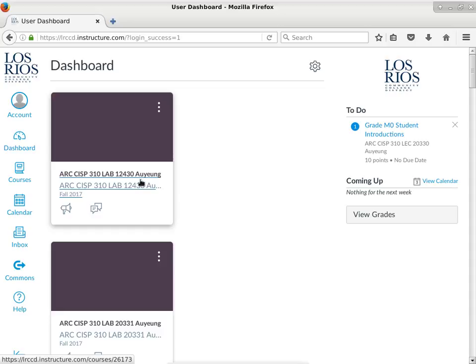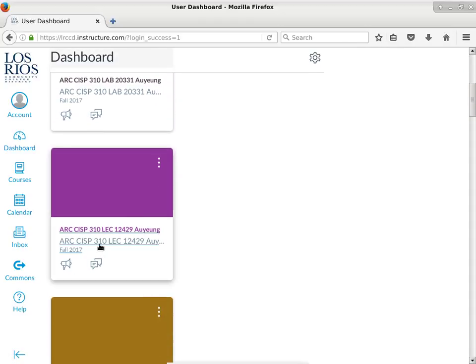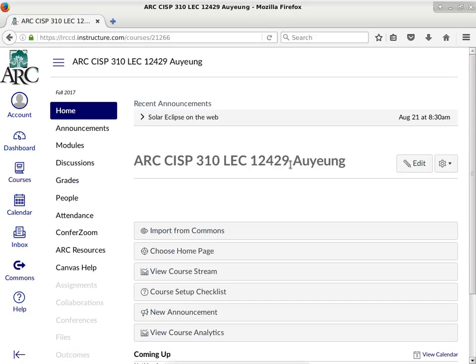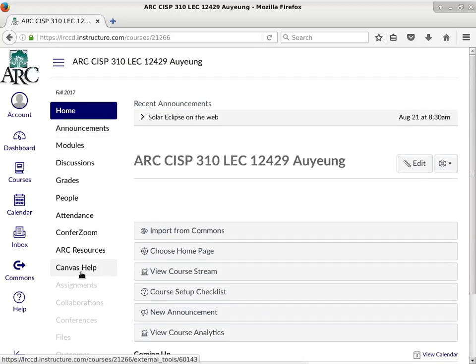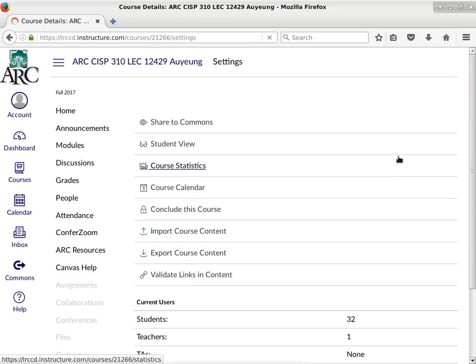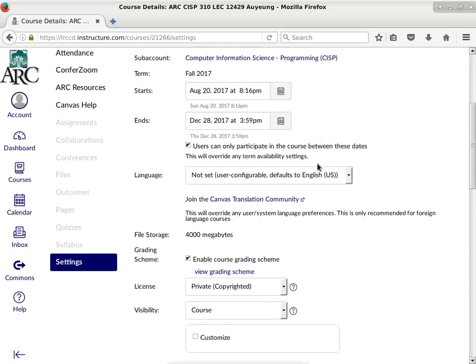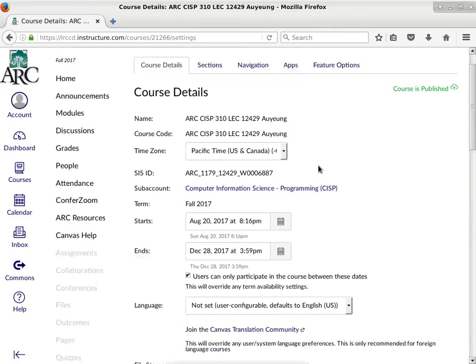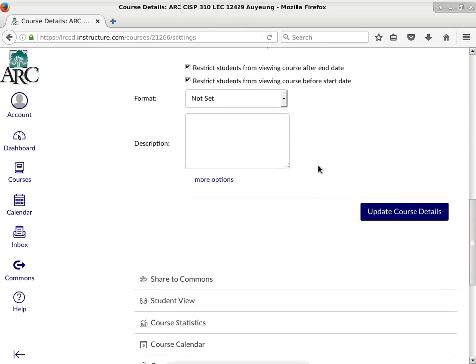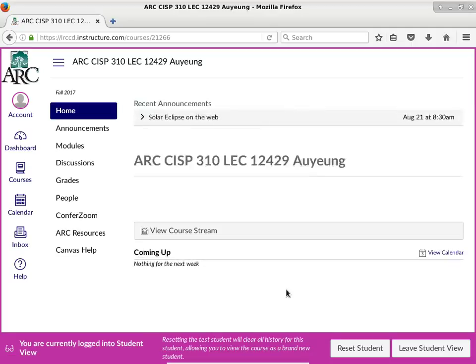This section is 12429, which is this one. When you get here, let me see if I can turn on student view somewhere here. I know I can do it. I think it's under settings. Down there, keep going. There we go. And how come student view has glasses? But I have glasses too. So that icon doesn't mean anything to me. Okay, so this is student view.